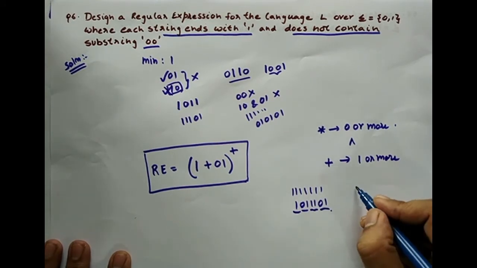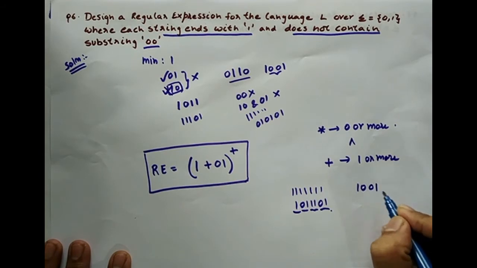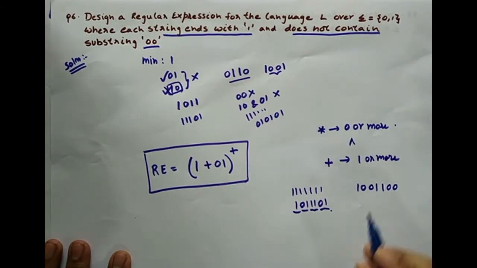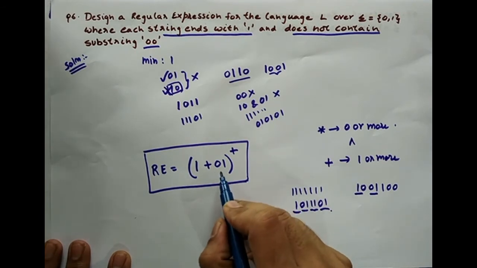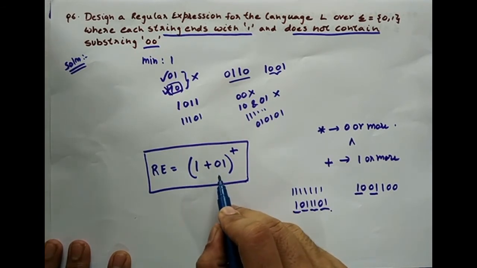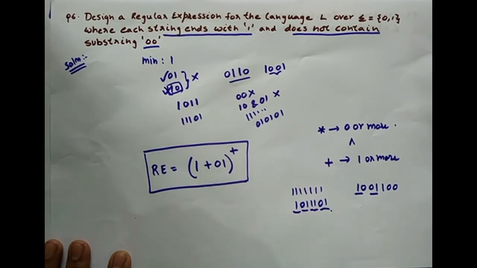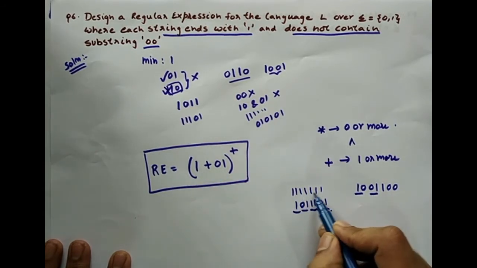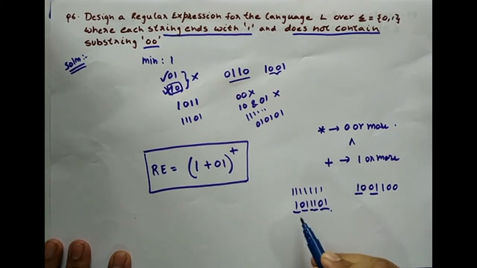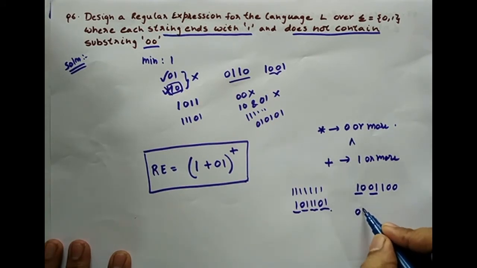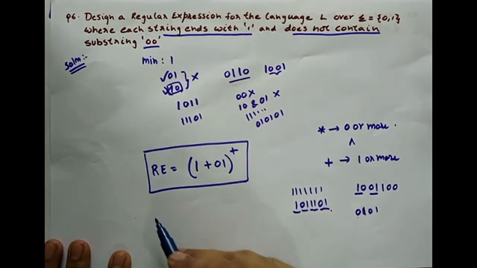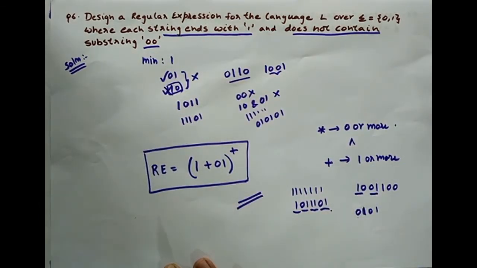But some strings like 1 0 0 1 1 0 0, where 1 0 and 0 1 appear together, should not appear. That's why I have not taken 1 0 as a substring. I have taken 0 1 and substring 1, because substring 1 can give you n number of ones, and substring 0 1 can give you n number of combinations of 0 1 0 1, but it ensures that after a 0 there comes 1 and there does not come another 0, to avoid this constraint. So this is the required regular expression.